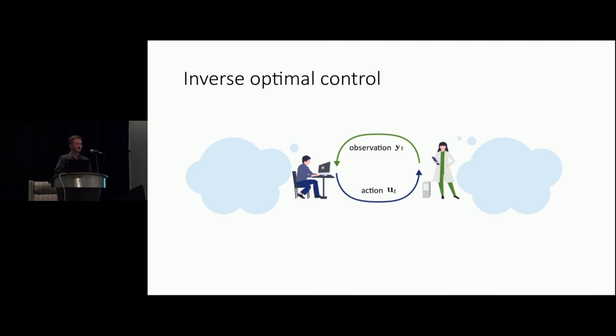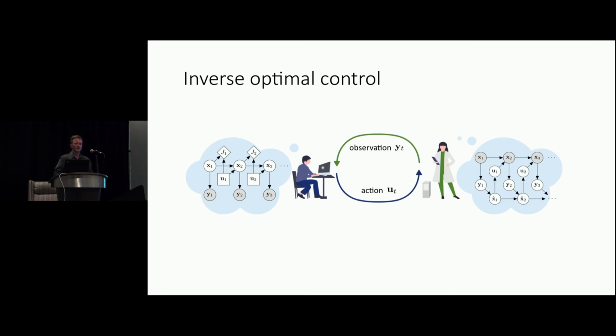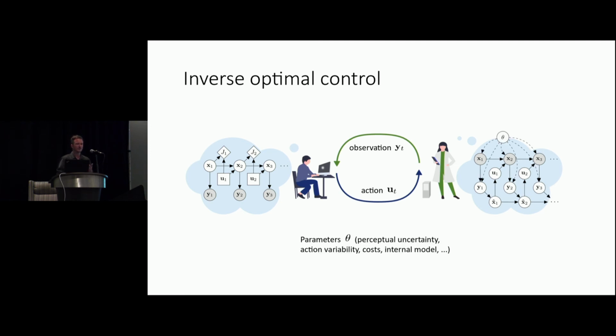So applied to this POMDP and optimal control framework that we talked about, we assume that the internal model of the agent is this POMDP model with states, actions, rewards, and observations. And we, as researchers, invert this model. So we don't observe all the stuff that's internal to the agent, but we do observe their behavior. We observe the true state of the world because we control the experiment. And the agent's model has some parameters. For example, in the continuous psychophysics tracking task, these parameters include the perceptual uncertainties, action variabilities, costs, internal model parameters, and so on. And our goal is to infer these parameters from the data.